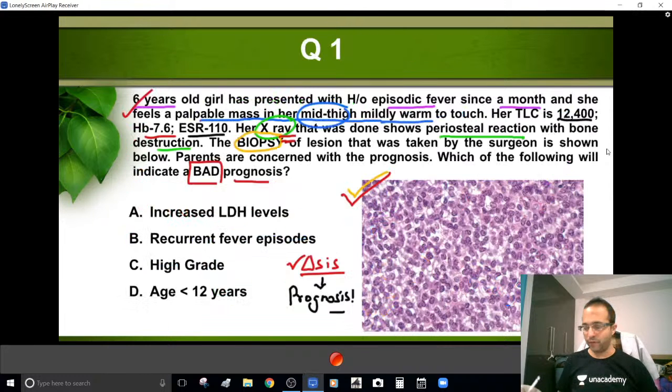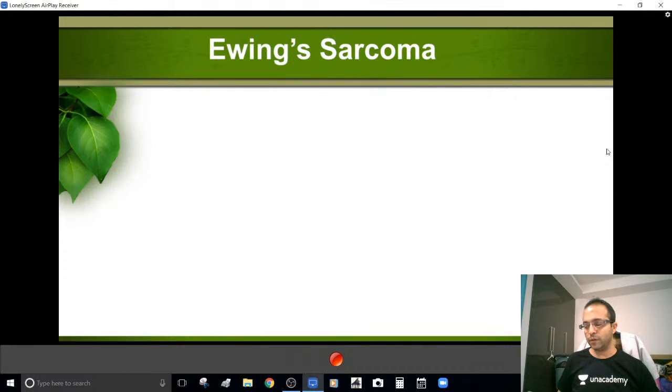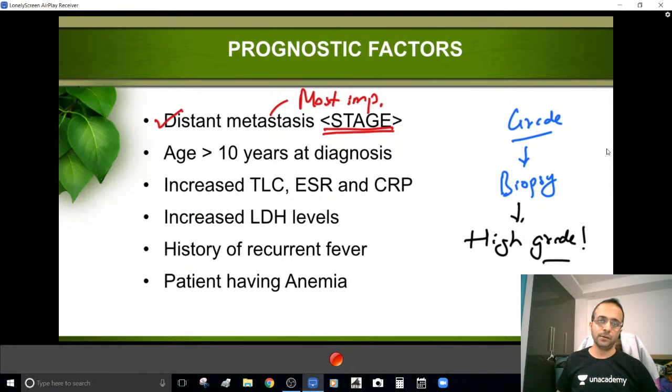The bad prognostic factors in this case: LDH, yes. This would be recurrent fevers, yes. This would be grade, no, because I've just told you that all Ewing sarcomas are high grade. So this remains the answer because this cannot predict the prognosis. Stage would, which means distant metastasis. And yes, age would also be a bad prognostic factor. Okay, so these are all prognostic factors in Ewing's, and that's how you reach the answer.